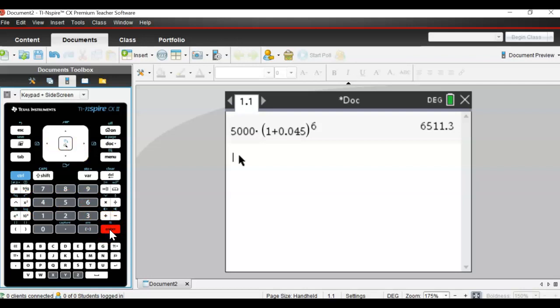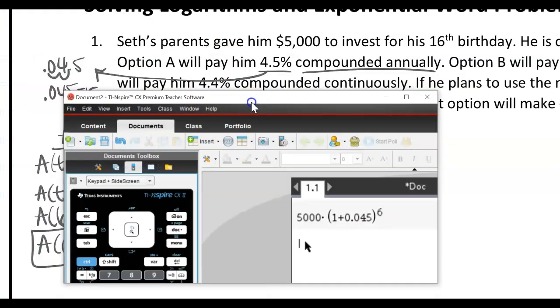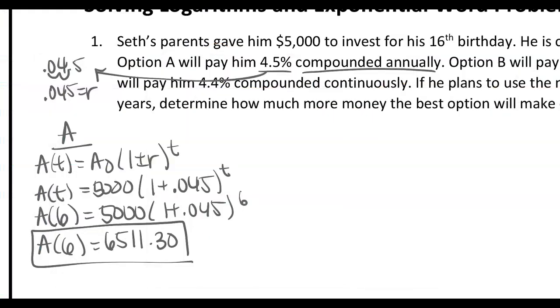This is how much money I will have, or Seth will have. I'm trying to take his money already. $6,511, and we'll say 30 cents. I'm going to move this out of the way. And that's what I got for my first one. That's for A. Let's look at B.